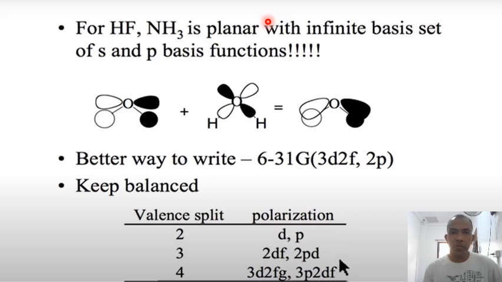In practice, of course, nobody did infinite. What they did was 10, 20, 50, 100 — lots of s and p basis functions on nitrogen and s functions on hydrogen. When you do that calculation and a geometry optimization, you predict that ammonia is planar, and we know ammonia is not planar.